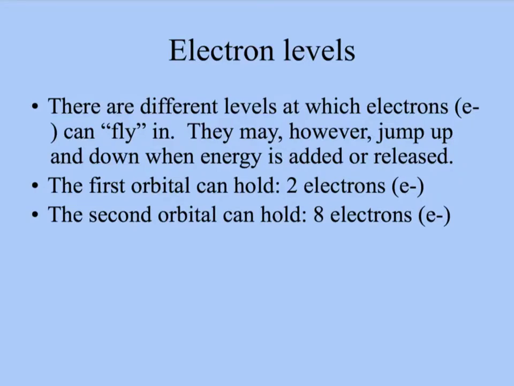Electrons are layered. In other words, they fly at different levels. If they gain energy, they will move out a level, and if they lose energy, they will fall back down a level closer to the nucleus. These levels are called orbitals. The first orbital can hold 2 electrons. The second orbital can hold 8 electrons.